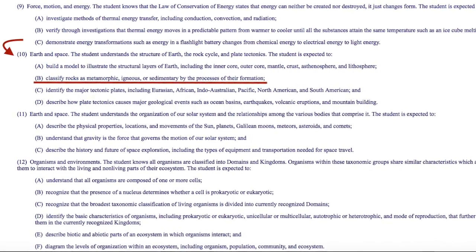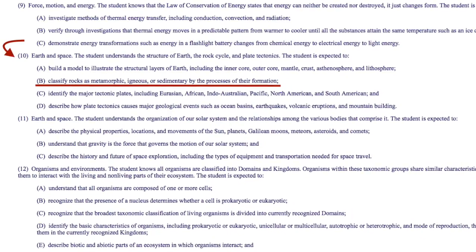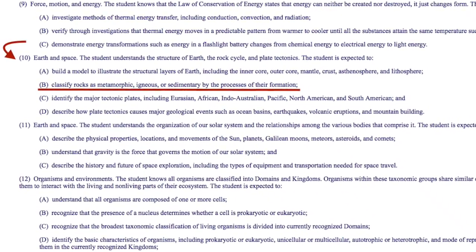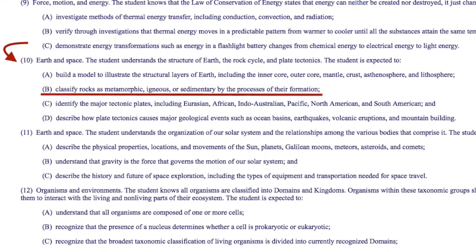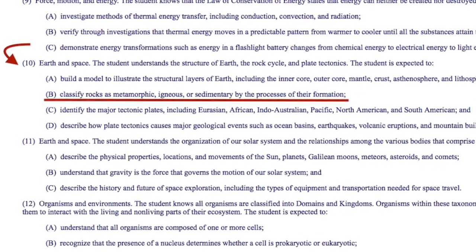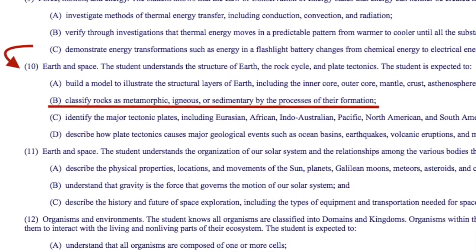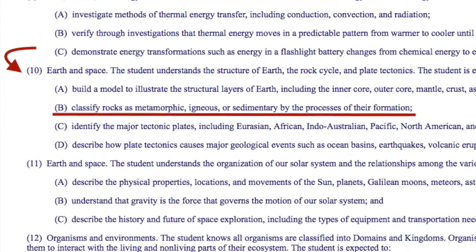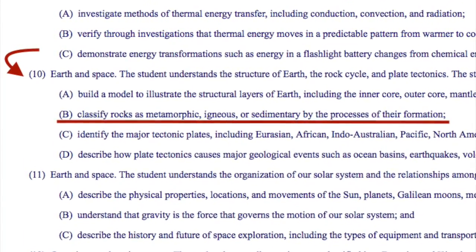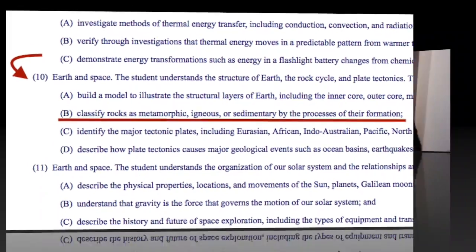According to the TEKS Part 10, section Earth and Space, the student understands the structure of Earth, the rock cycle, and plate tectonics. The student is expected to classify rocks as metamorphic, igneous, or sedimentary by the process of their formation. I would begin the rock cycle lesson with a pre-reading strategy.